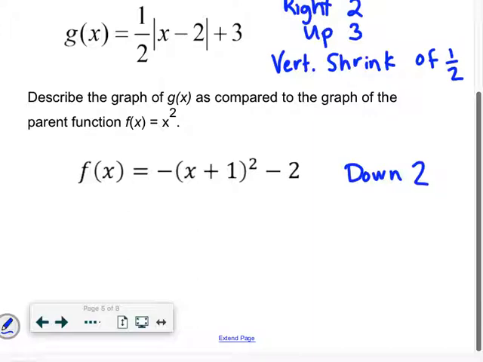Reflect in the x-axis. Very good. That's the negative out front. So it's going to now be a parabola that opens down. Great. And Elise, give me the last one.